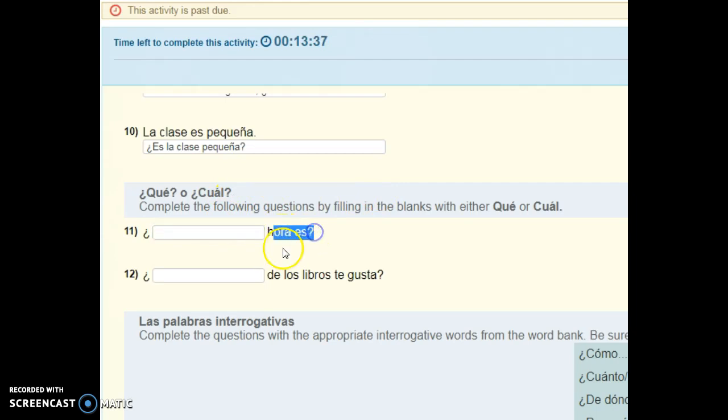With this expression, we know that when we're asking about time, we're always going to use ¿qué? ¿Qué hora es? Okay, here we're asking for selection, and the word right after it is not a noun. If you remember that rule from the textbook, the word right after it can't be a noun. But otherwise, if there's a selection involved, we're going to use cuál. So, ¿cuál de los libros te gusta? Okay.